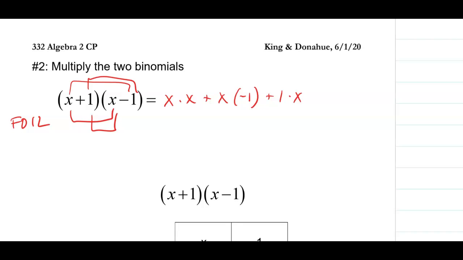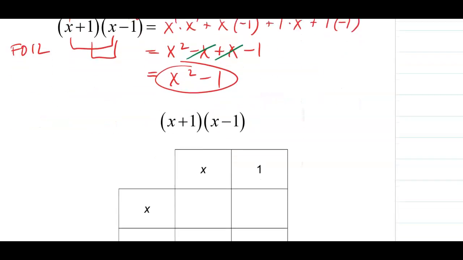And the last will give us a 1 times a negative 1. And when we simplify, we're going to get x squared minus x plus x minus 1. And this is interesting. These cancel. Negative x plus x is 0. And we're left with x squared minus 1. A binomial.